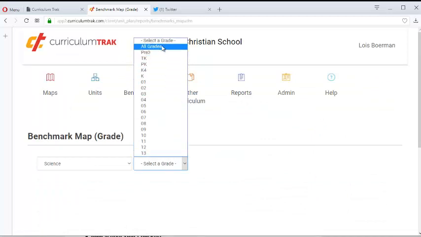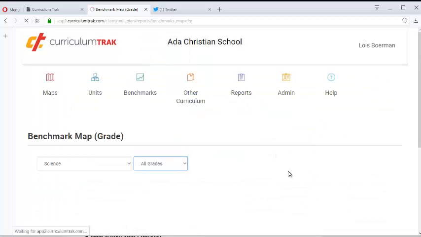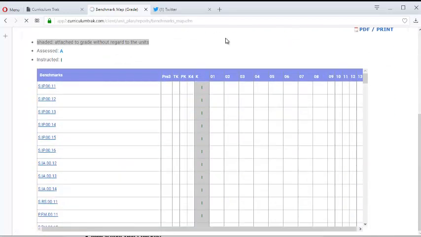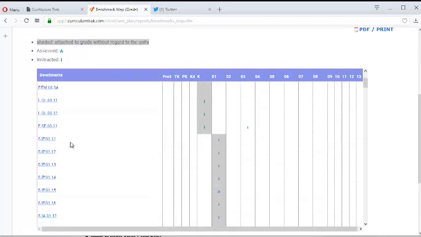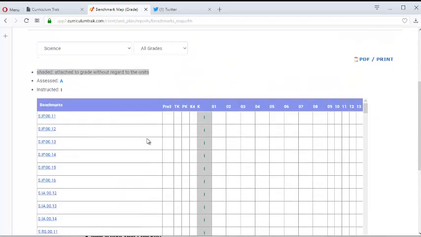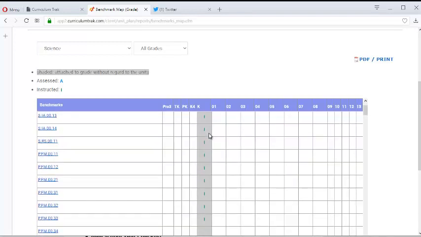Next, let's go to the benchmark map by grade. And so again, I think I will choose all grades for science. And this is more of a graphical overview of that same data. Again, it shows all the benchmarks in the order they were uploaded. And what the gray signifies is it says what grades it's attached to. In other words, this benchmark is supposed to be taught in kindergarten. So the grayed out area or the shaded area is where it should be taught.